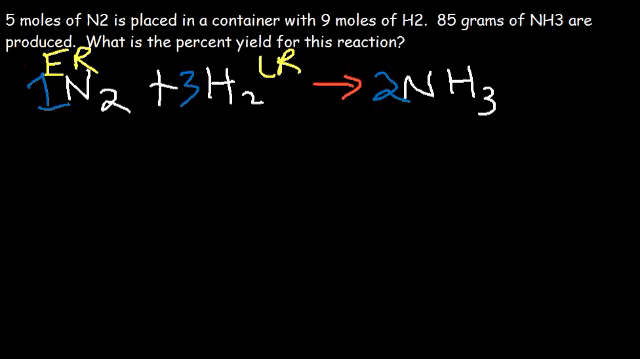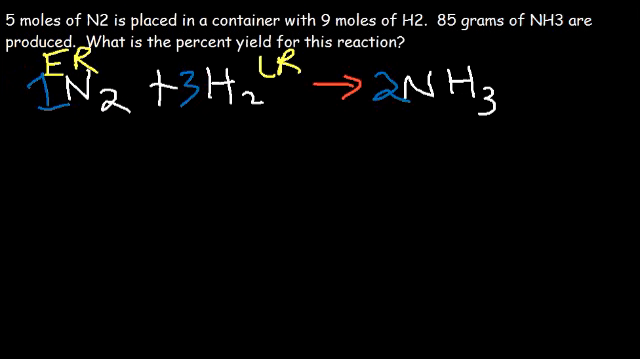The limiting reactant is always going to give you a smaller theoretical yield. So that's another way you could find the limiting reactant. You can take the amount of reactants for each reactant, convert it to the grams of product. Whichever reactant gives you the smaller amount of product is the limiting reactant.